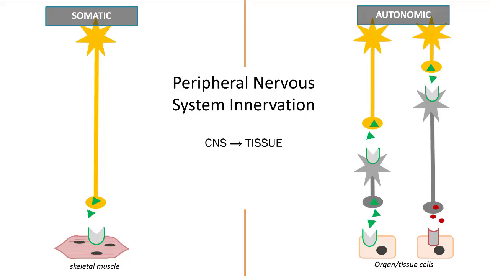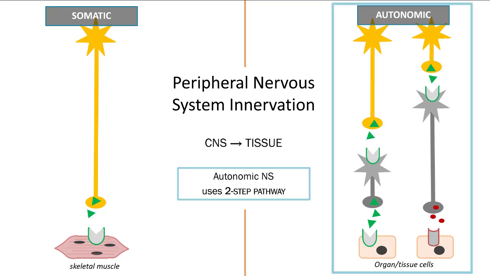So the somatic on the left is just for reference. It goes from the spinal cord. The star with line represents a motor neuron with an axon originating from the spinal cord all the way to the muscle to release acetylcholine, indicated in green. On the right is our autonomic two-step pathway. We can see that the first neuron in yellow can either be long or short.